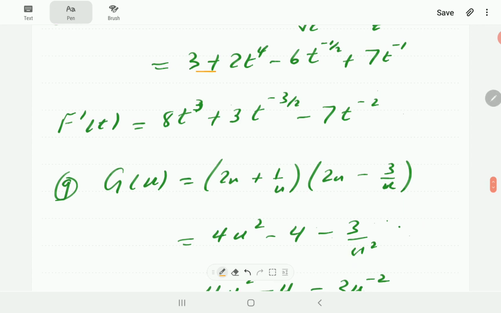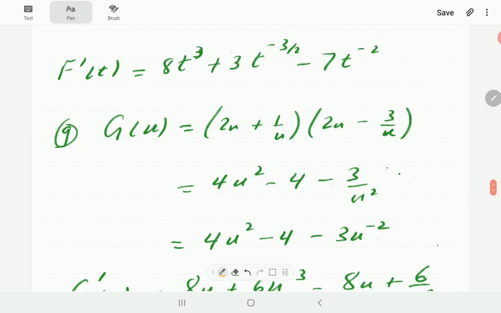So the first one is a constant, derivative of that is 0. Here 4 times 2 is 8, 4 minus 1 is 3. Next one, 6 times minus half is negative 3, so that becomes plus. Minus half minus 1 is minus 3 halves. 7 times negative 1 becomes negative 7. Then minus 1 is minus 2, so that's going to be our derivative for f.